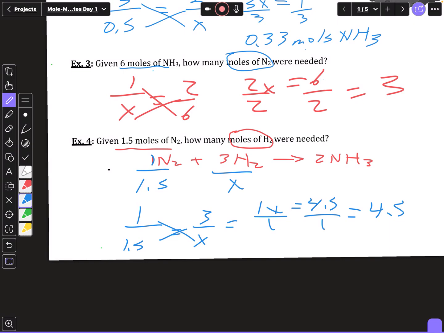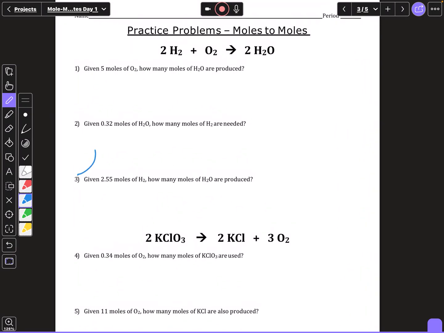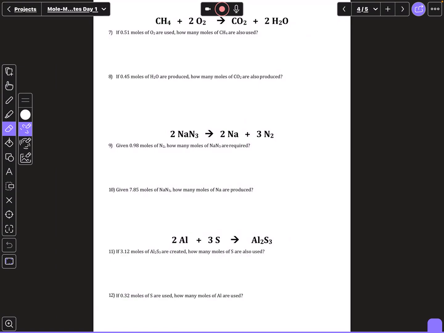Now, what I want you to do is skip ahead. What you're going to work on is these practice problems using these equations. I want to look at a couple more problems, work 1 or 2 with you with a different equation before you get started. So let's look at number 11.